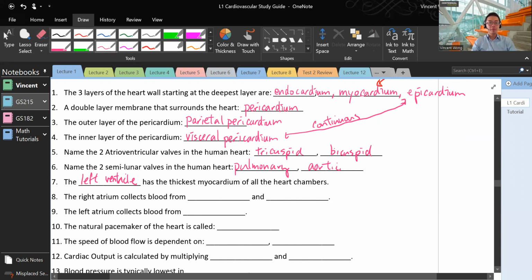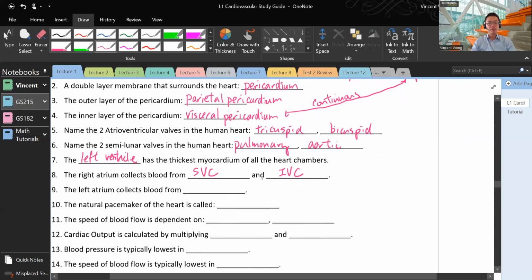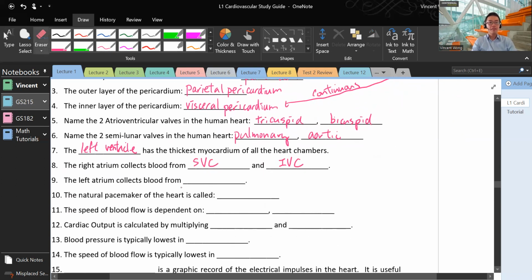The right atrium collects blood from the superior vena cava and the inferior vena cava. Just gonna do the short form here. Not enough space to fit it in. Whereas the left atrium collects blood from the pulmonary vein.